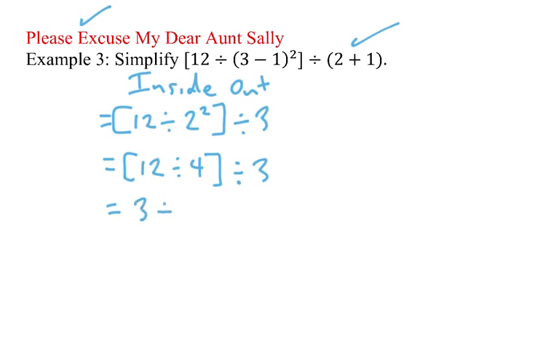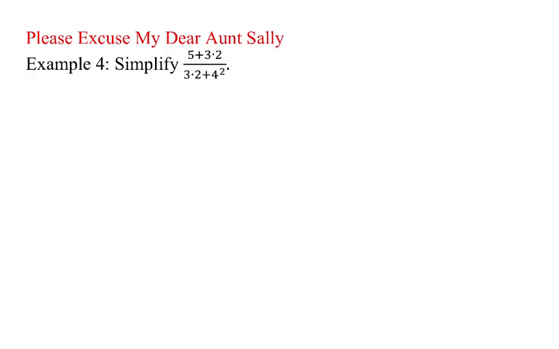And since the parentheses have been completely simplified, I don't need to write them anymore. And the only operation remaining is that final division, and 3 divided by 3 is 1. So the answer, the simplification of that expression gets me to 1. One more example. This one has a fraction bar in it.